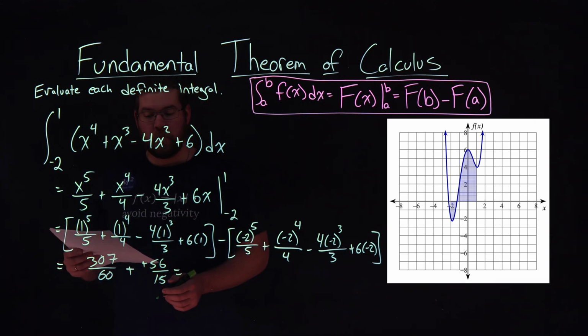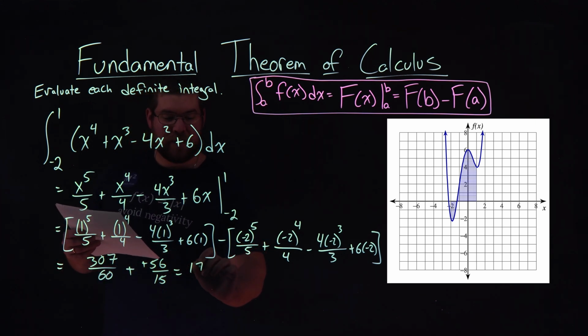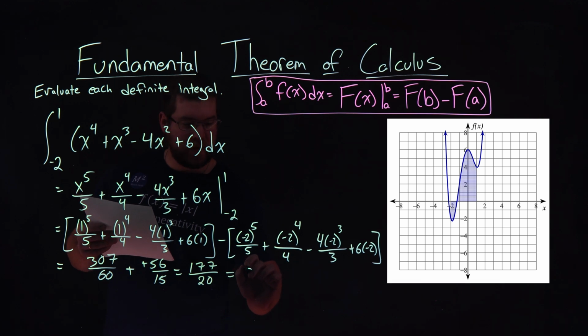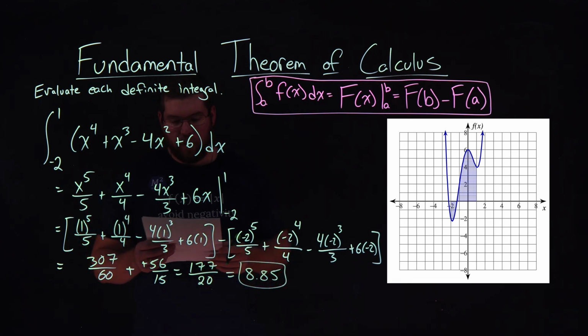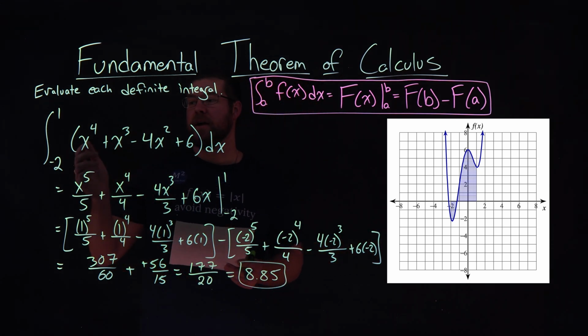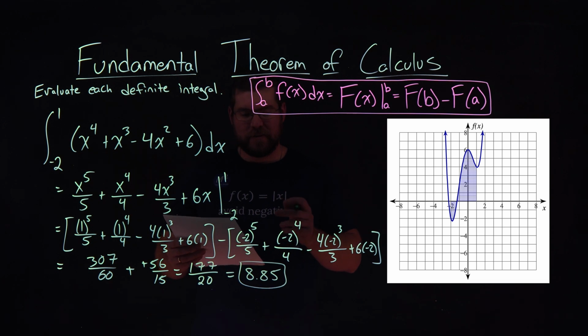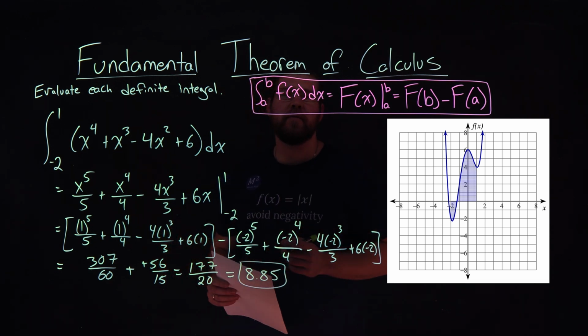And when we add these two fractions, we get 177 over 20, which comes out to be 8.85. And so when we find our definite integral from -2 to 1 of our function, our final answer is 8.85.